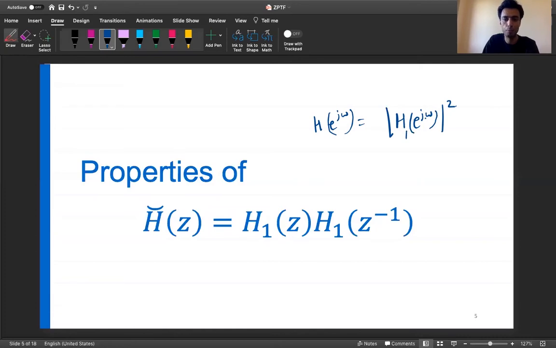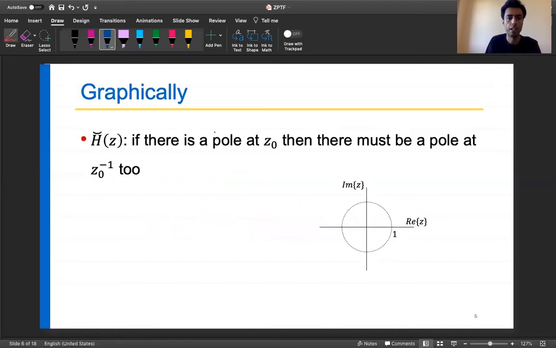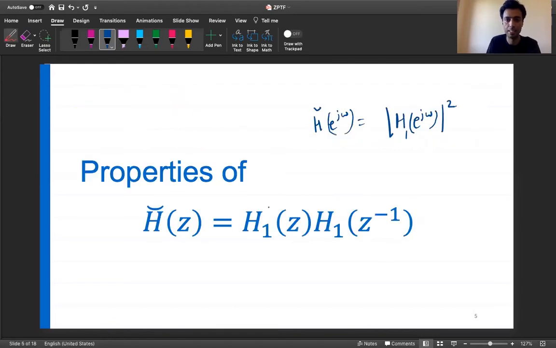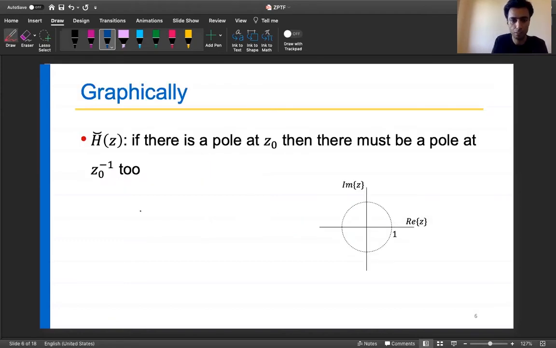Now let's study some properties of this H hook Z. Okay, H hook Z. So graphically, how do we say it? So we know we want the phase to be 0. This means H hook Z is, as you have seen, H1Z times H1Z inverse. So this is the same H1, right? The poles of this means wherever Z is 0 in the denominator, there Z inverse is 0 in the denominator. I'll just give you an example.